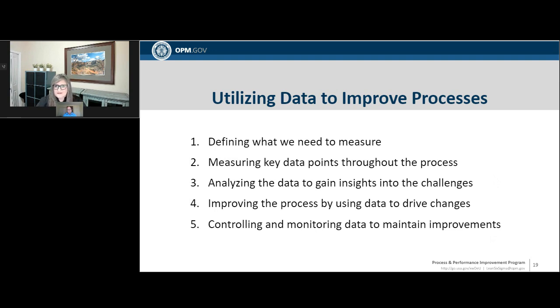So taking a look at what the voice of the customer is telling us, what the voice of the business is telling us, what the voice of the process is telling us, and then really looking across that spectrum and identifying those most critical points that we would then want to move forward with, because it would most likely be the most effective solutions implemented. And then the last step, really controlling and monitoring that data so that we're able to maintain those improvements.